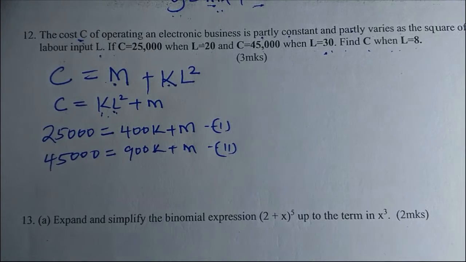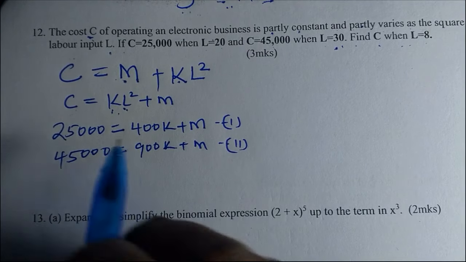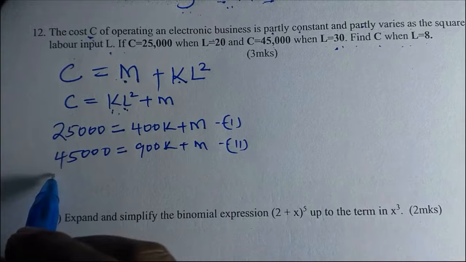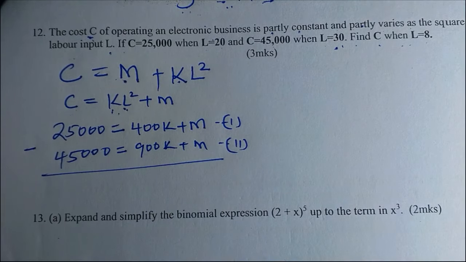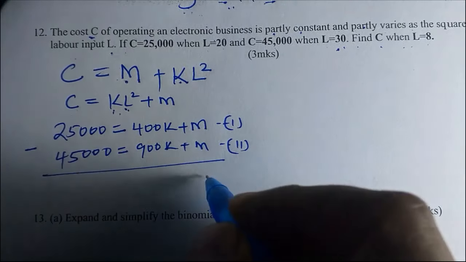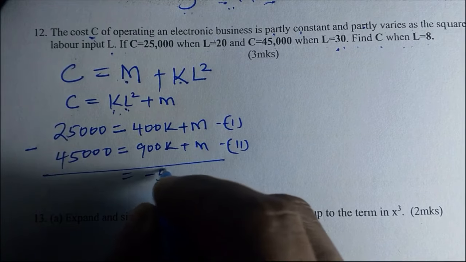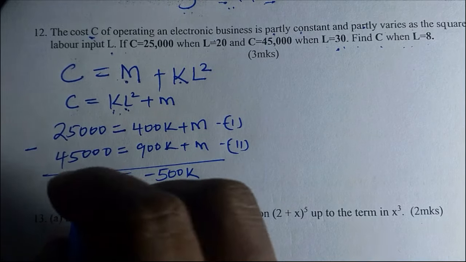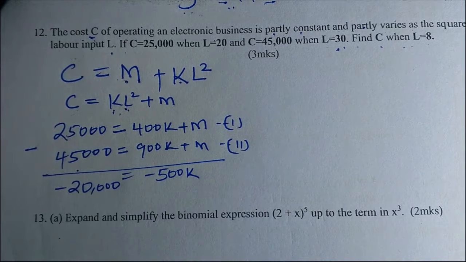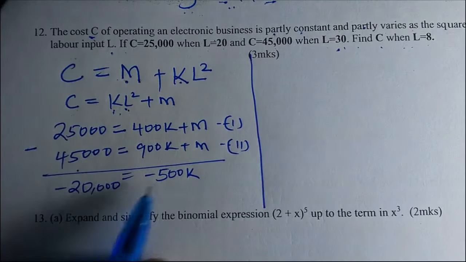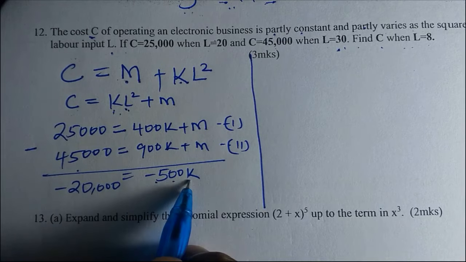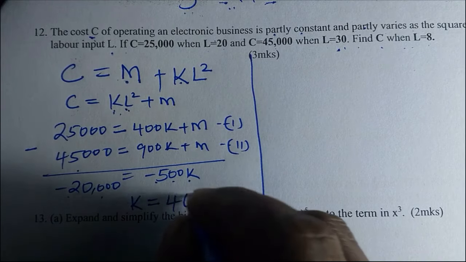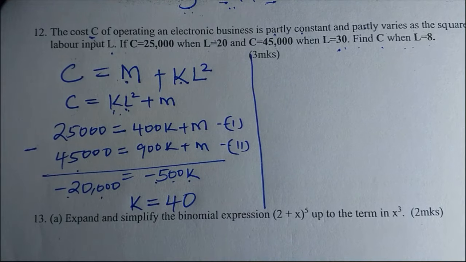That's our equation 2. Now you can solve this equation using elimination method, whichever you want. So let me eliminate M. I will subtract to eliminate M. This one is going to be negative 500K. This minus this is going to be negative 20,000. So I divide by negative 500, divided by negative 500, you realize that K is going to be 40. Negative and negative will cancel out. We will have K equal to 40.